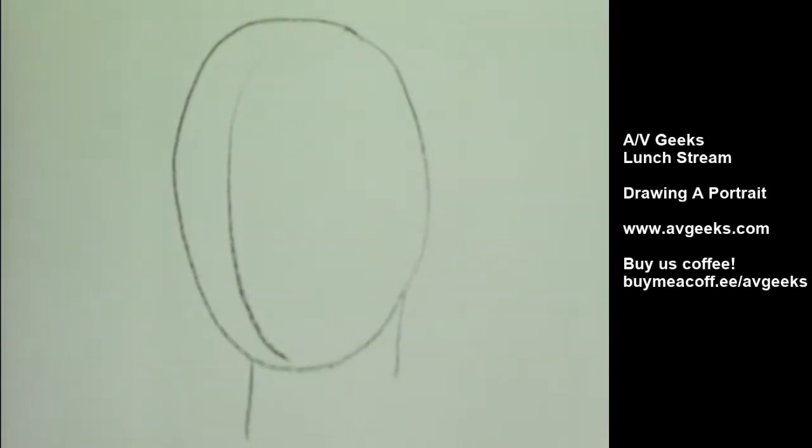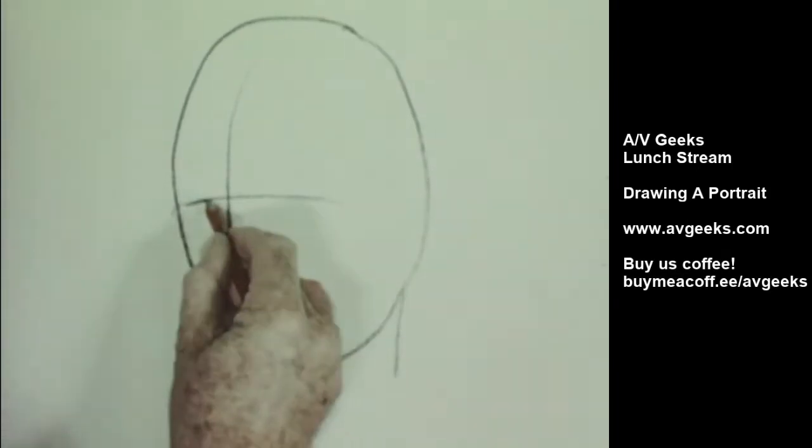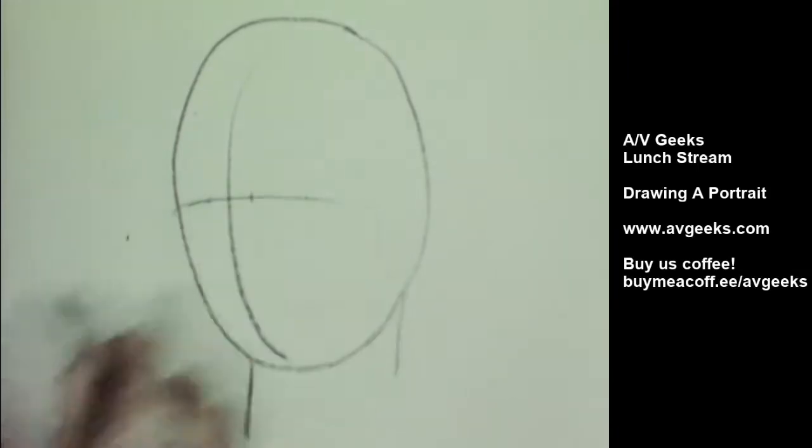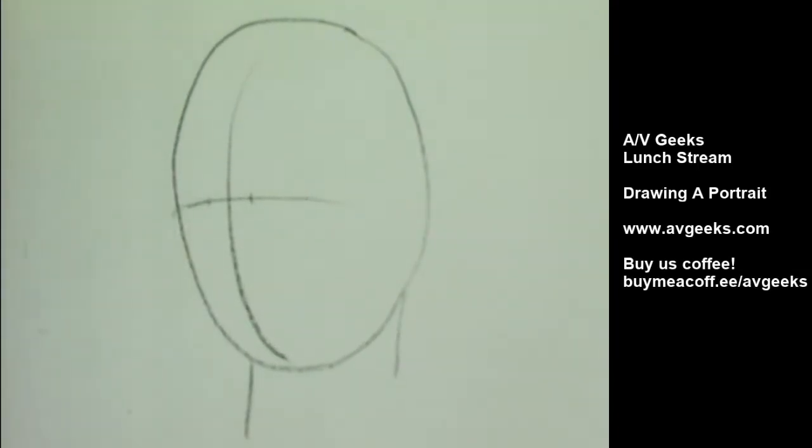Now is a good time to set aside all the old wives' tales. The body is 7½ heads high. The eyes are halfway from the chin to the top knot, and so forth. There is no standard person.